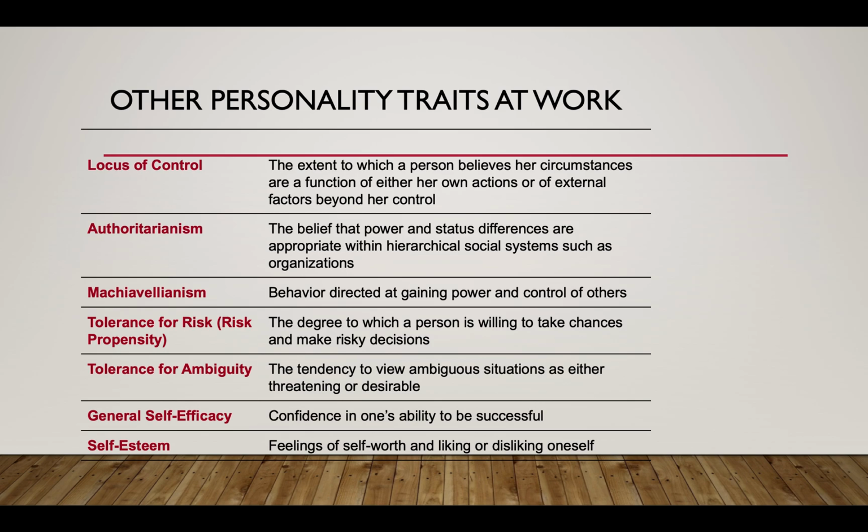Some of the other personality traits that you'll see at work would be locus of control. Now that's the extent to which a person believes her circumstances are a function of either her own actions or of external factors beyond her control. For instance, maybe you have someone who is constantly late for work, and they tell you as an excuse, well, the traffic was backed up, or my clock didn't go off, or something happened that was beyond the person's control. That would have an external locus of control. That person would be demonstrating an external locus of control.